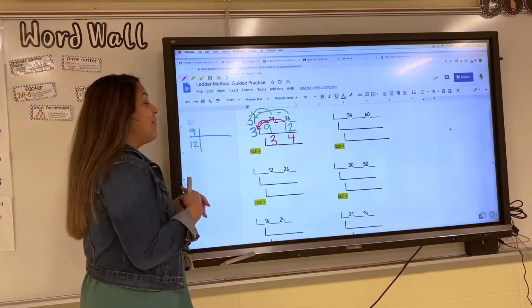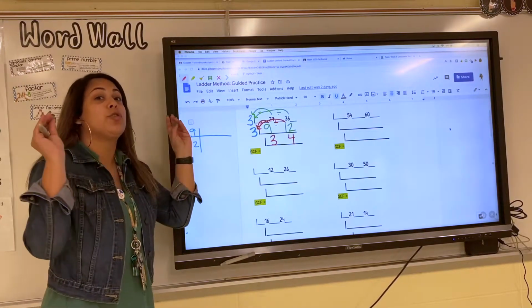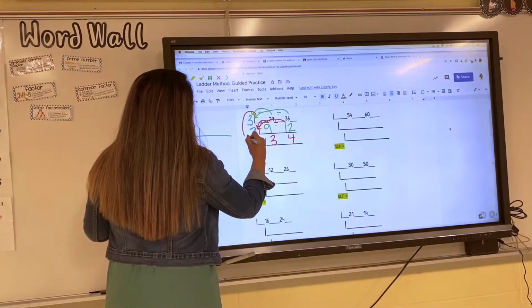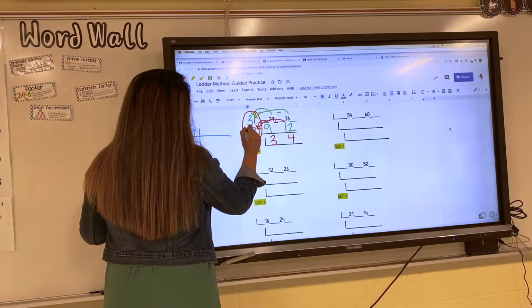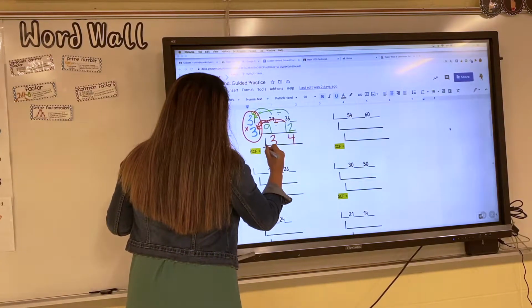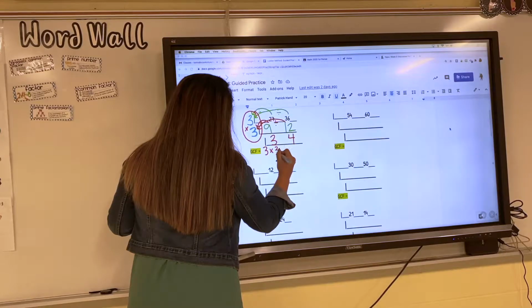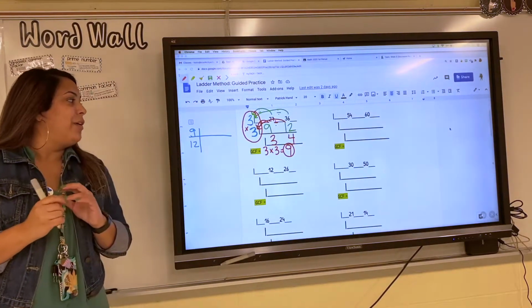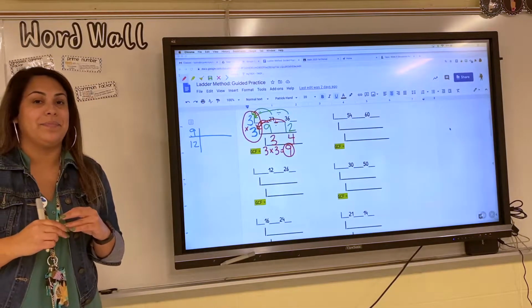But remember, we have to find our GCF, which is the greatest common factor. So I have to multiply 3 times 3 to figure out what the GCF is. So I'm going to do 3 times 3, and that gives me 9. So my GCF equals 9.